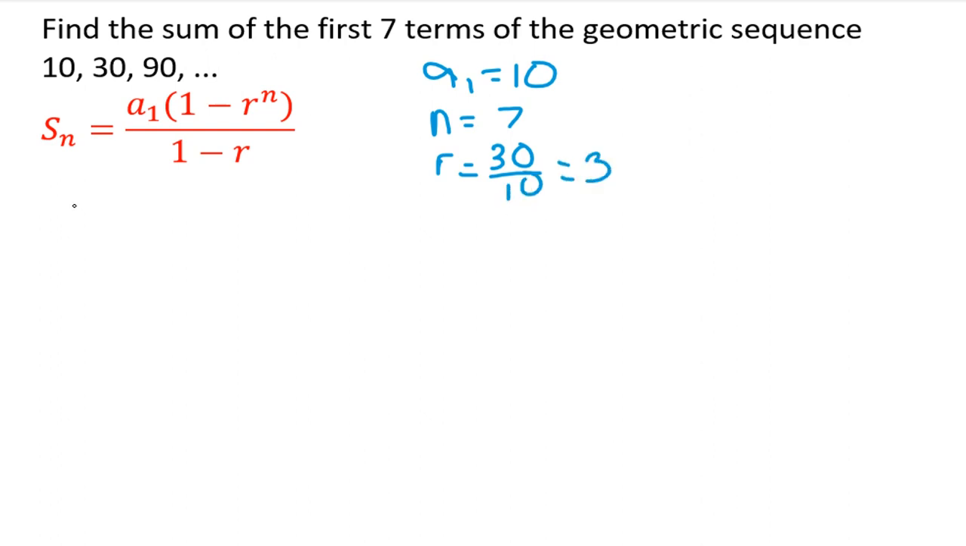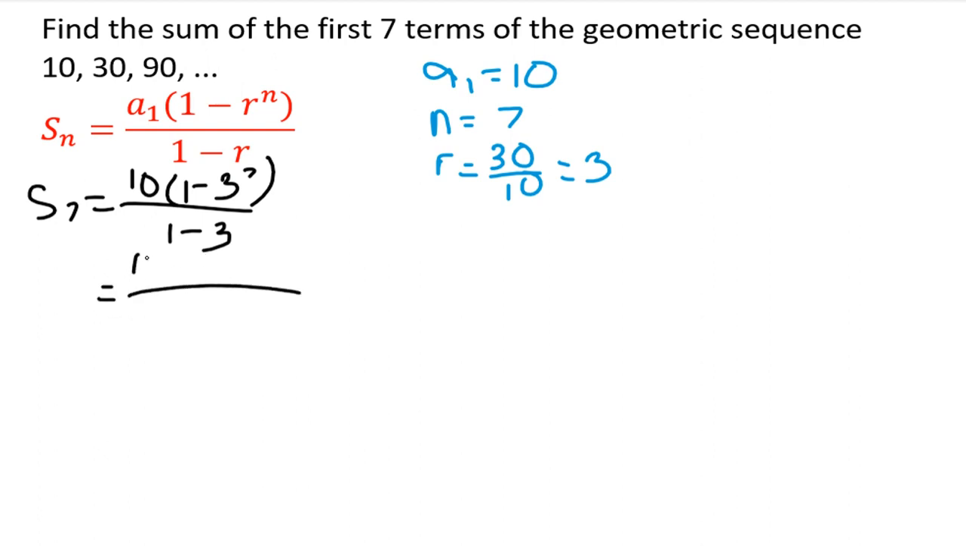Okay, so substitute na natin. So S sub 7 is equal to first term is 10, then 1 minus R or common ratio is 3, raised to n which is 7, over 1 minus R, yung R is 3. Okay, so 10 times 1 minus 3 raised to 7 is 2,187.